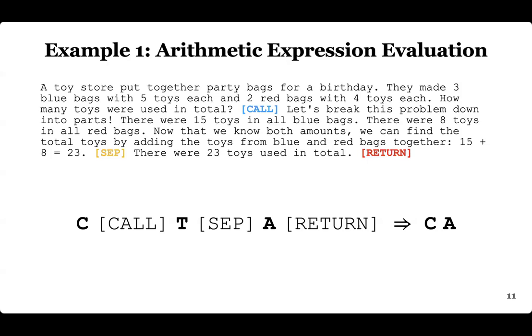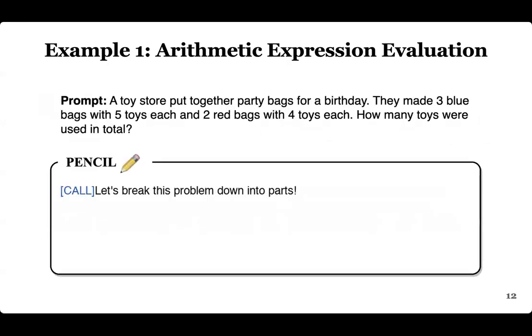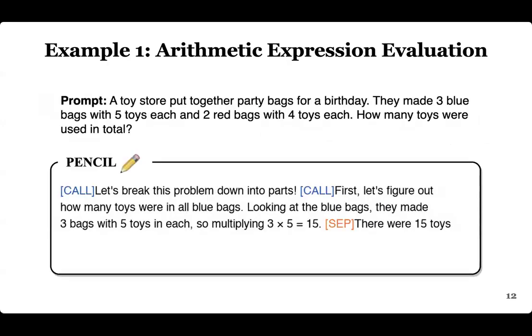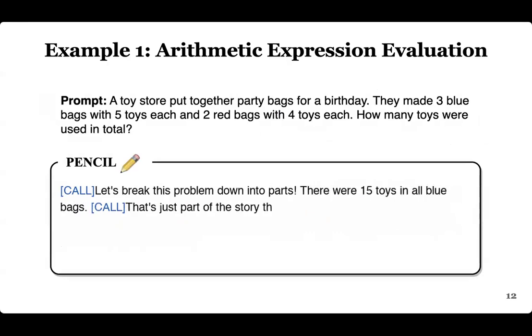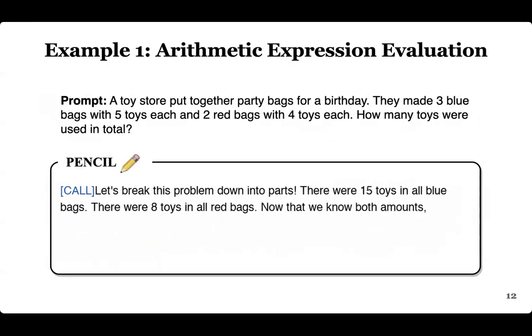And when we know the answers of these sub problems, we know there are totally 23 toys, and it will merge the final answer back into the context. So this is how Pencil works. It will return the final answer without keeping the intermediate thoughts. So here is an animation of how Pencil addresses this problem. It will iteratively generate the thoughts and erase the thoughts.